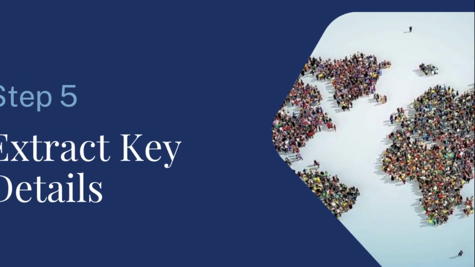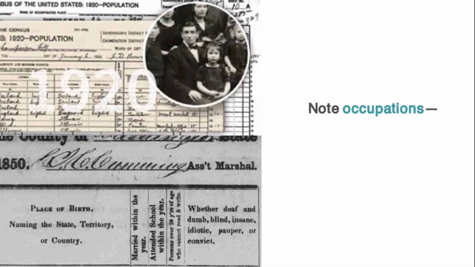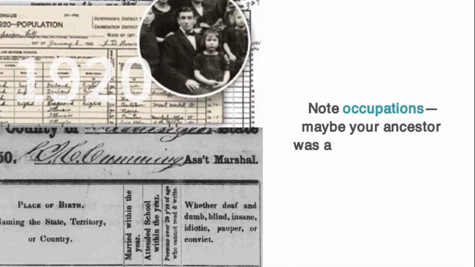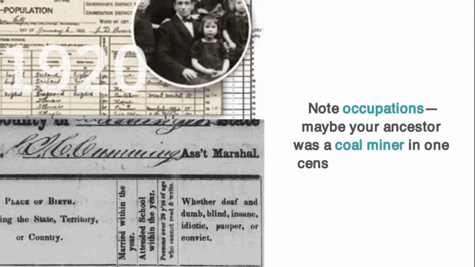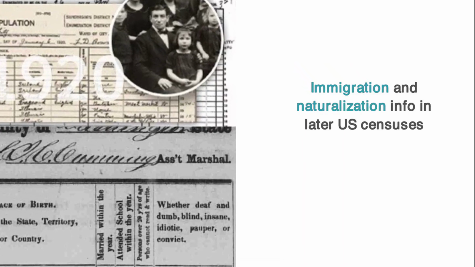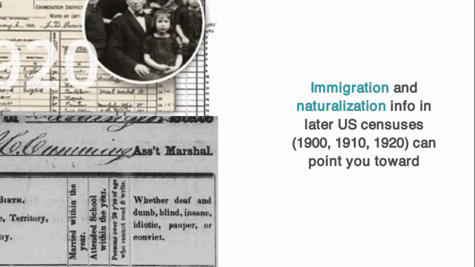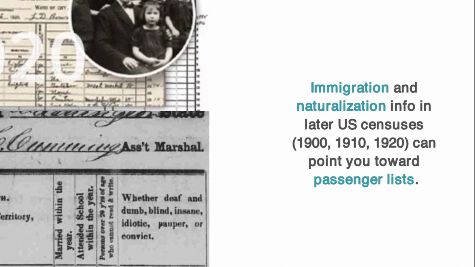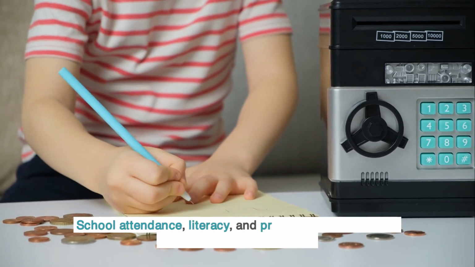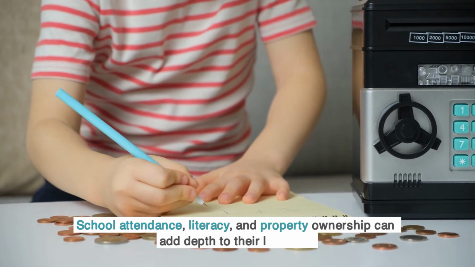Step 5: Extract key details. Note occupations. Maybe your ancestor was a coal miner in one census, but a farmer in another. Immigration and naturalization info in later U.S. censuses, 1900, 1910, 1920, can point you toward passenger lists. School attendance, literacy, and property ownership can add depth to their life story.